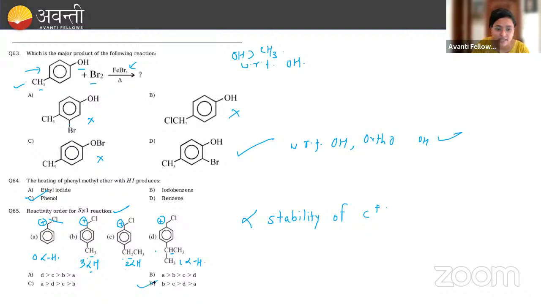So what is our correct answer? D. B over C over D over A. Are you getting it? The reactivity of SN1 depends on the stability of carbocation, and we can stabilize the given carbocation by having more alpha hydrogen. So here 3 alpha hydrogen, here 2 alpha hydrogen, here 1 alpha hydrogen, here 0 alpha hydrogen. That's why the reactivity order will be this way. Okay, any doubt? Okay, very good.